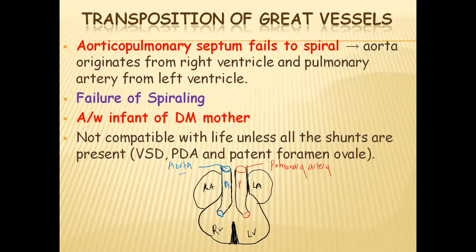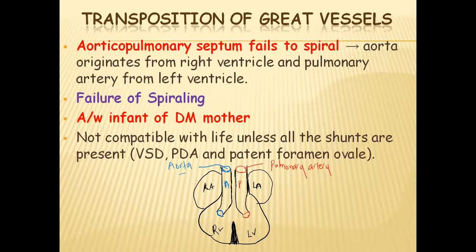And the last defect we'll be talking about is transposition of great vessels. Transposition of great vessels. So this is when the aorticopulmonary septum fails to spiral. So this is a problem with failure of the aorticopulmonary septum to spiral. And the aorta originates from the right ventricle, and the pulmonary artery originates from the left ventricle.